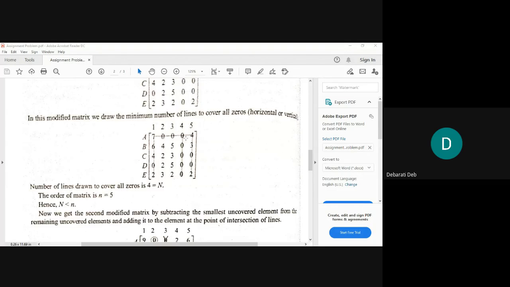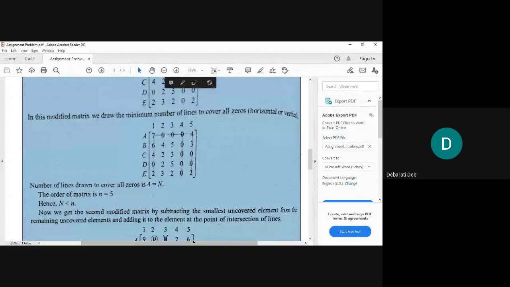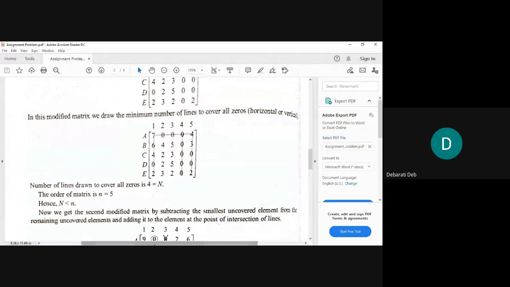So when we counted the number of lines that we had drawn, we found that the number of lines is 4, right? And the order of the matrix is 5. So that doesn't follow the first condition. Had it followed the first condition, that would have been the end of the sum and we would have gone for the assignment. But that did not happen. So we had to move ahead.